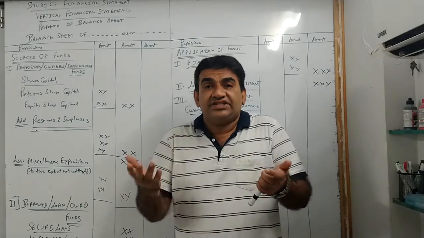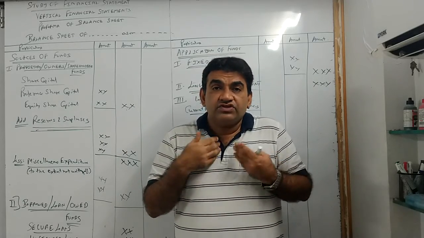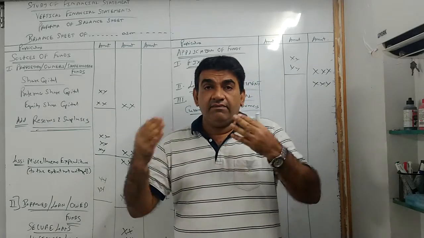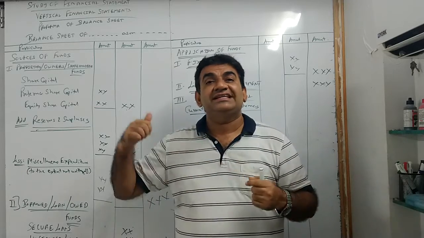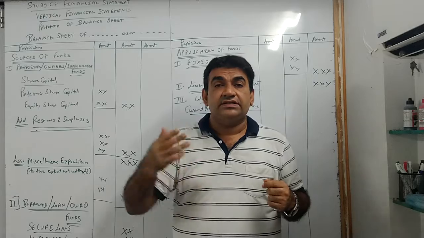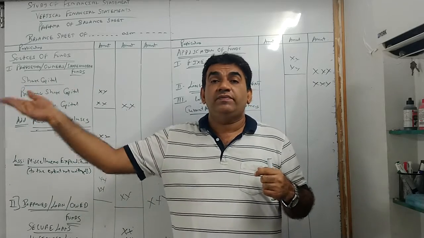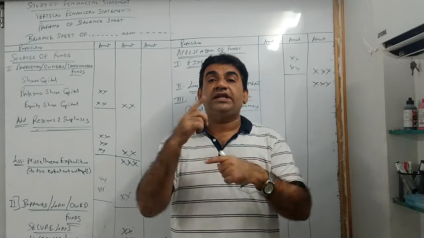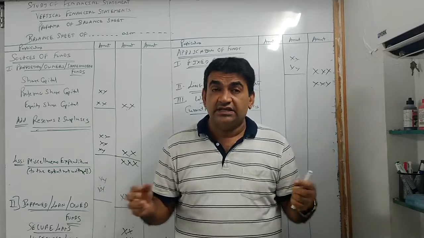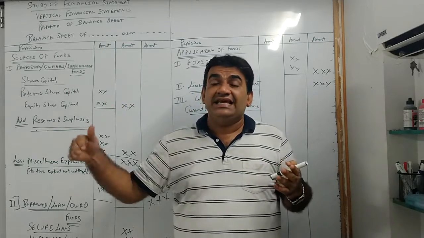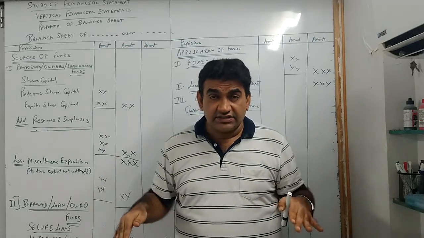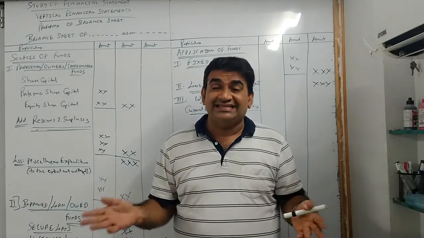Example, cash. Today you have 10,000 cash. Money will come, money will go, come, go. Amount keeps on changing, current asset. Bank balance. You keep on receiving checks, you keep on paying checks. Money keeps on fluctuating on a daily basis, current asset. Stock. Today you buy goods, stock goes up. Sell goods, stock reduces. Keeps on changing, current asset.